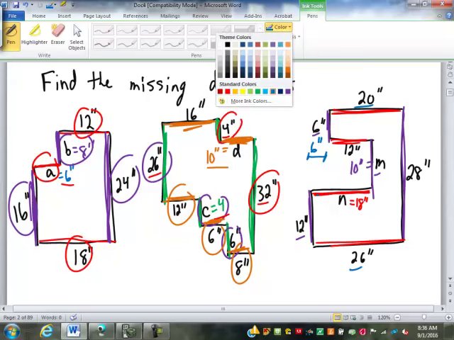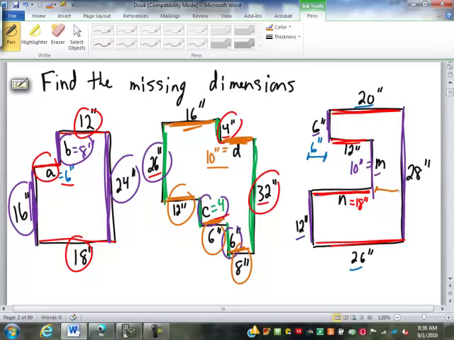Another way it could be done is you could look at finding this dimension across here, which is going to be the same as this one here. So you're basically breaking it down into two separate rectangles, one here and one down here. This third rectangle is just being used to transfer the dimensions. So if I do it that way, this is just 12. The 20 minus 12 gives me 8 inches there. So this one's 8 inches as well. So then the N and the 8 add up to 26, so you subtract to get 18. Anybody having questions on problems like that?